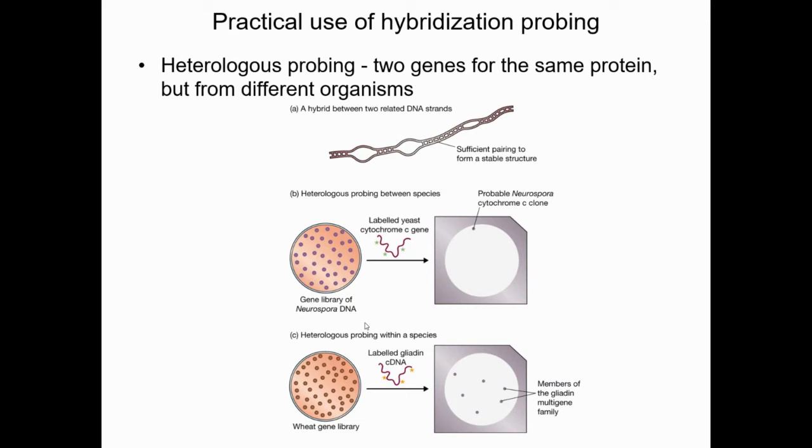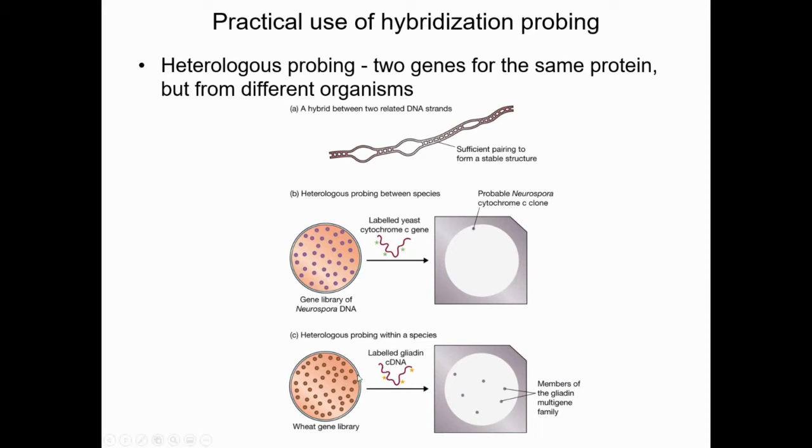And then you have this heterologous probing. So two genes for the same protein but from different organisms. You have this specific probe, and then they give you this colony here, and then you can use the same probe and hybridize with different species. Then you can identify the similar gene, whether it's present in the different species or not.